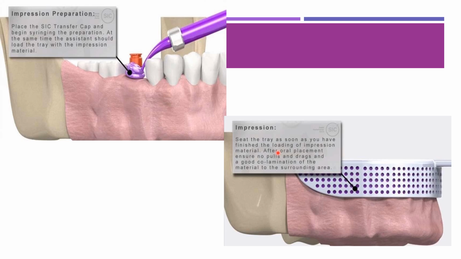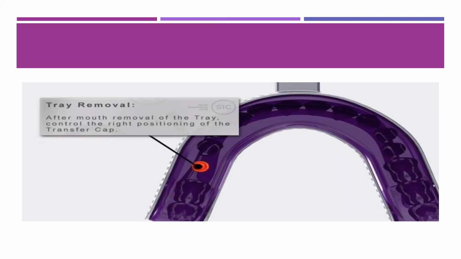And after oral placement, ensure that there are no pulls or drags and a good lamination of the material to the surrounding area. So coming to the tray removal, you can see that after removal of the tray from the mouth, control the right positioning of the transfer cap.